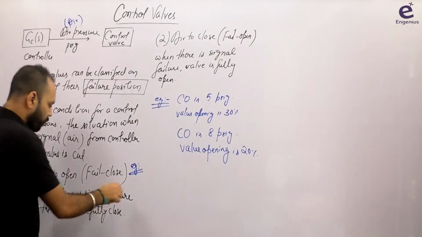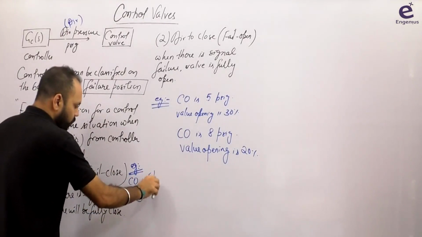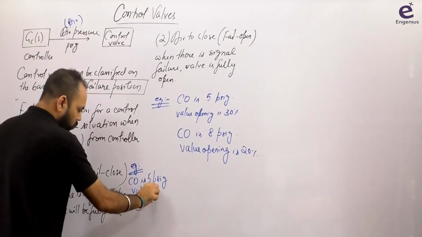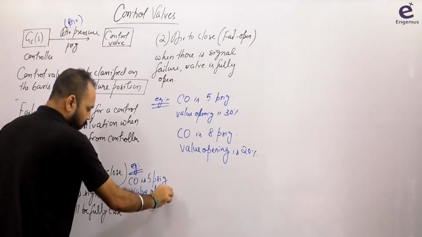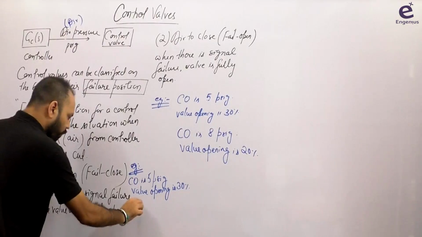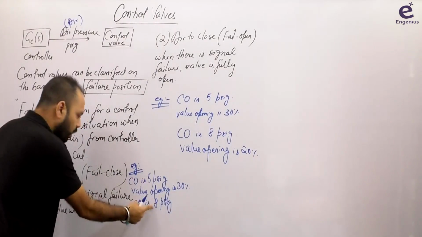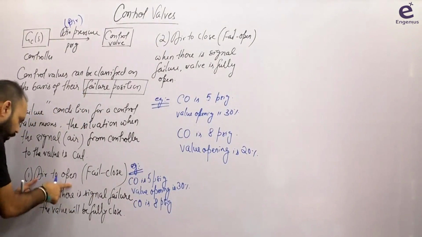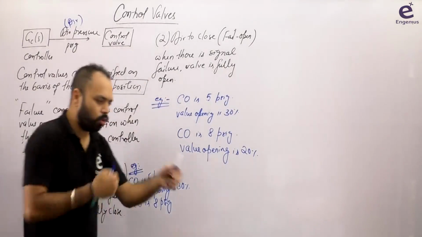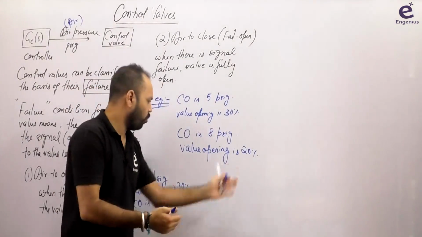So air to open, suppose in some cases, sorry, CO is 5 psig, right? And valve opening is 30%. I'm taking same values. Valve opening is 30%. Right? So when CO is 8 psig, what do you think? See, air increases. Air to open, अगर valve को open करना है तो आपको air देनी पड़ेगी. Air to close, if you want to close the valve, you have to give air. I am giving air, so valve should close. If valve is closing, opening should decrease.